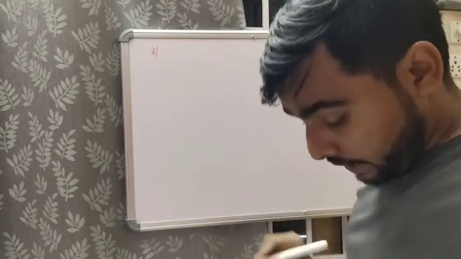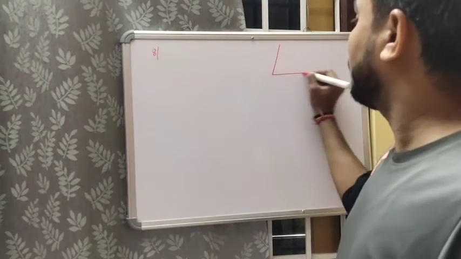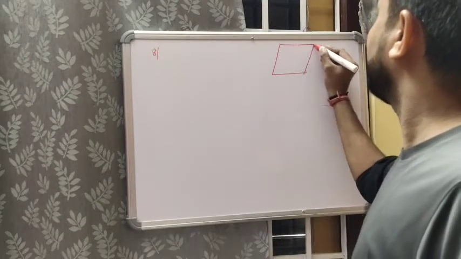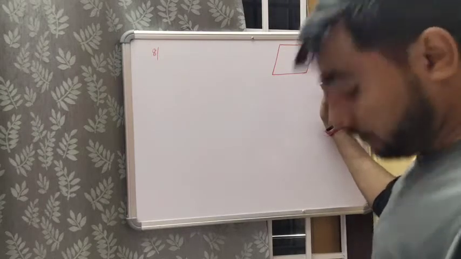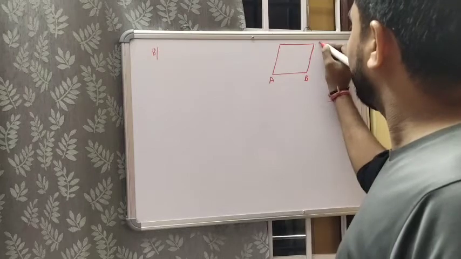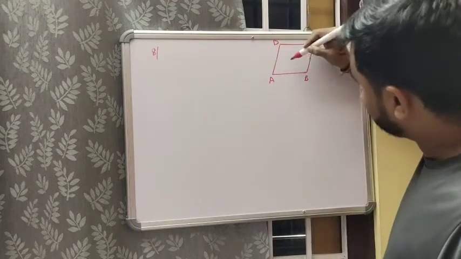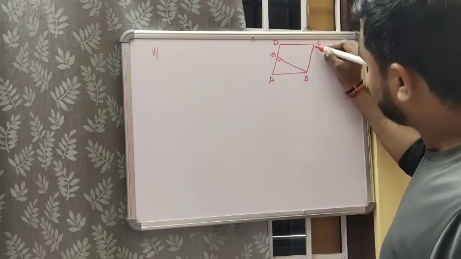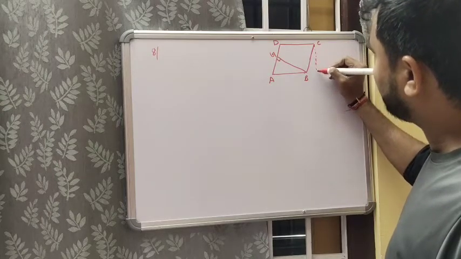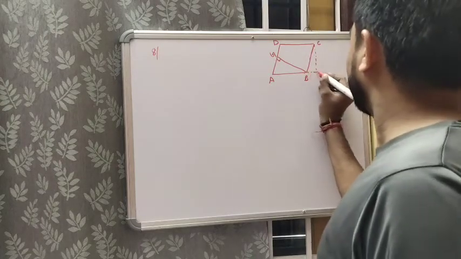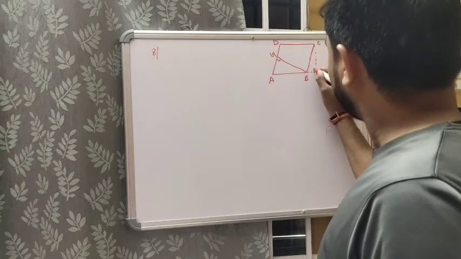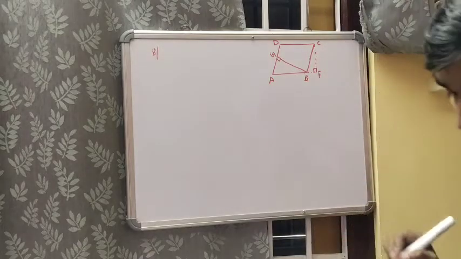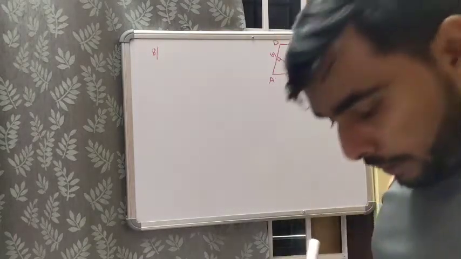So hello everyone, today again we will proceed to discuss question number 8 of exercise 14c. The figure is like this: A, B, C, D, BF. This is a figure given in parallelogram ABCD.